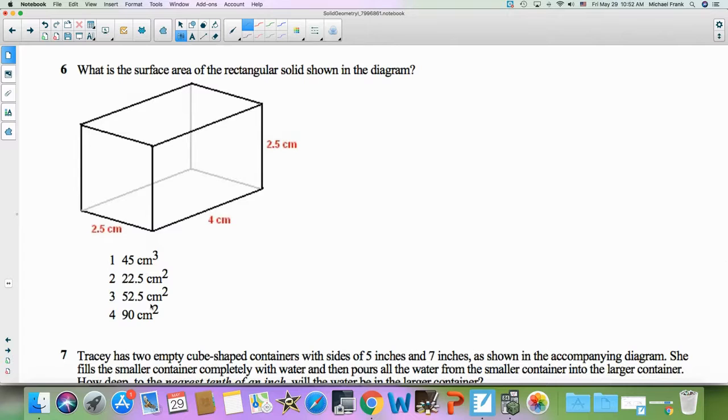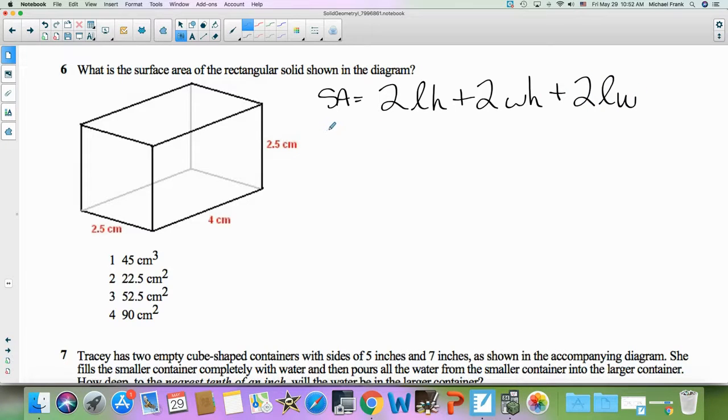Surface area. This is just straight up surface area. You have the formula right in front of you. All you need to do is plug these in, right? The surface area is equal to 2LH plus 2WH plus 2 length width, right? And we're looking for surface area, so we really just need to have our length, our width, and our height. And you can see the length is 4, the width is 2.5, and the height is 2.5. Right? Don't get that confused.